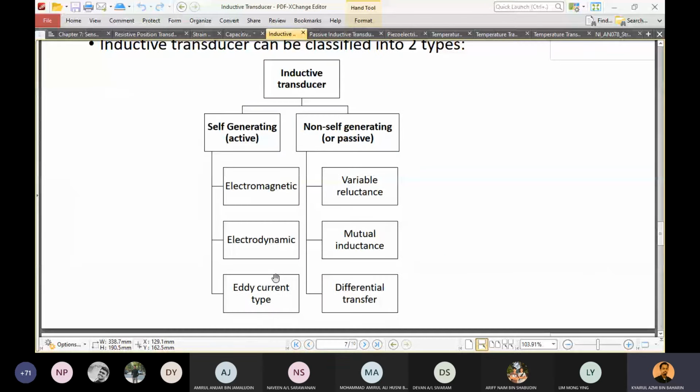Inductive transducers can be categorized into two types. We have the active inductive transducer and the passive inductive transducer. We'll see the difference in the next slide. These are examples of the active and passive types.